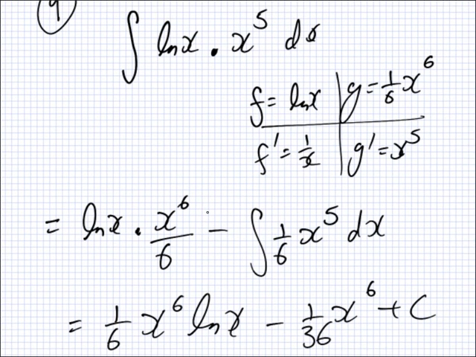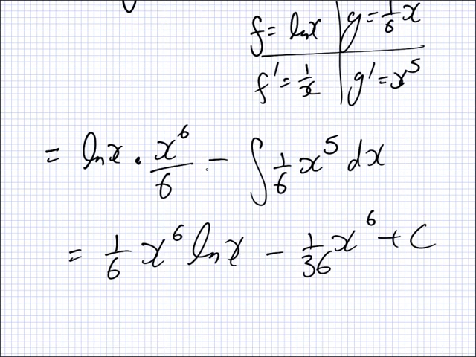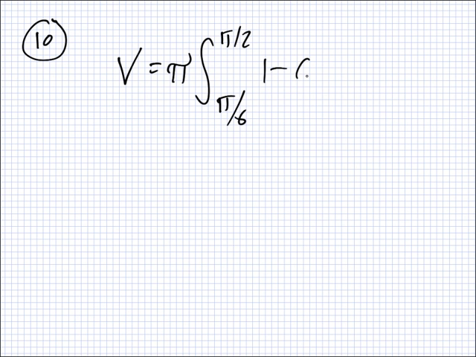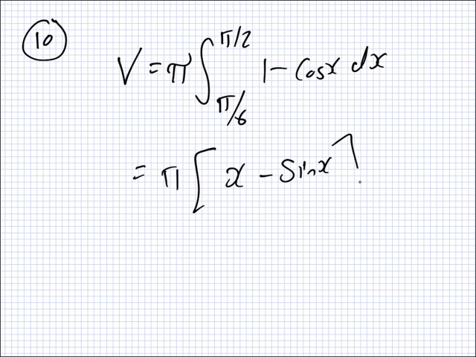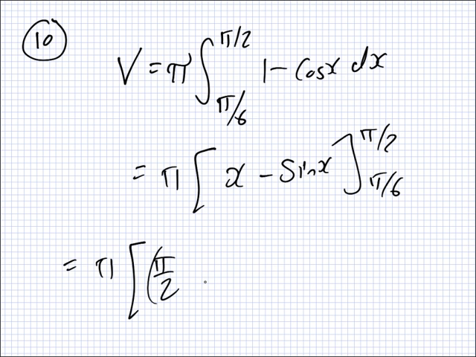Question 10. You want the volume. So the rule is it's pi, you integrate from pi over 6 to pi over 2 of y squared, which is 1 minus cos x dx. So that's equal to pi times x minus sine x, from pi over 6 to pi over 2. You put in your pi over 2 and you'll get pi over 2 minus 1.